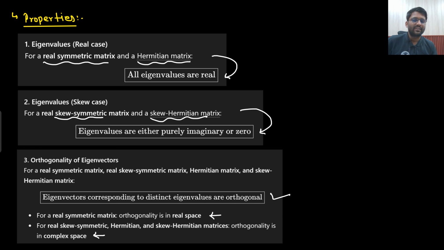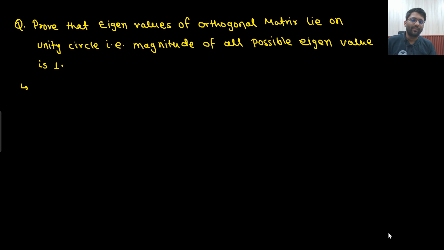That's it. This is the conclusion you need to remember about these four matrices. What four matrices are we talking about? Symmetric, skew symmetric, Hermitian, skew Hermitian. There was one more friend of them. Do you remember that friend? Orthogonal matrix. The eigenvalues of an orthogonal matrix lie on the unit circle, i.e. the magnitude of all the possible eigenvalues is 1. So this also we need to see.